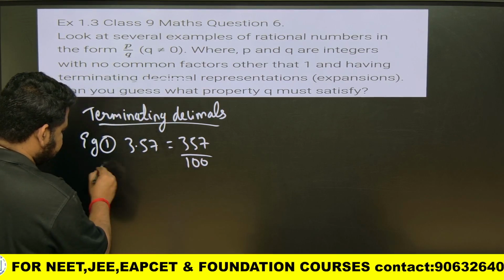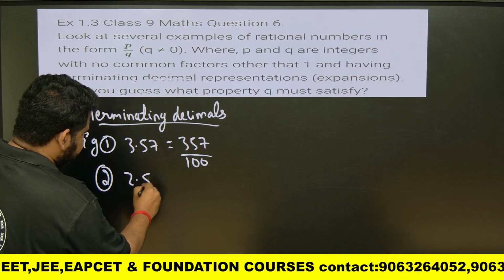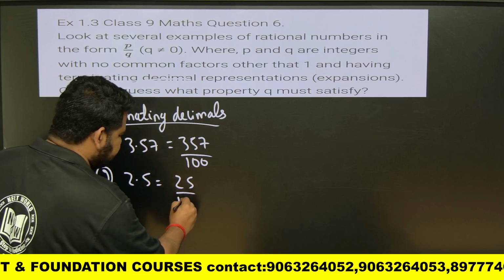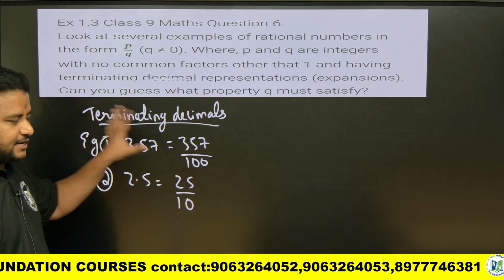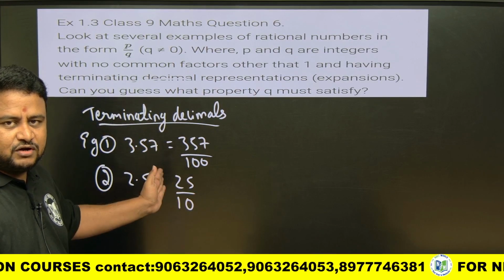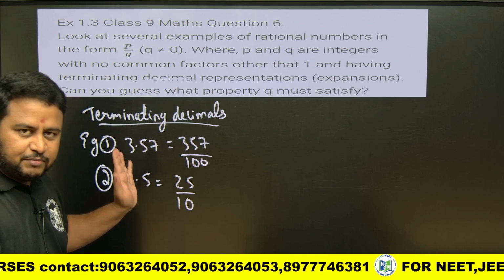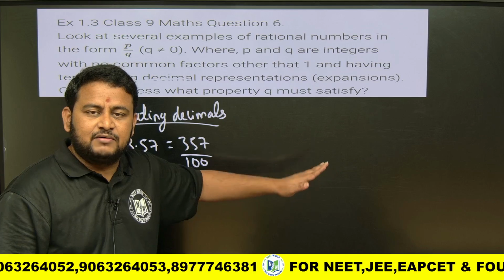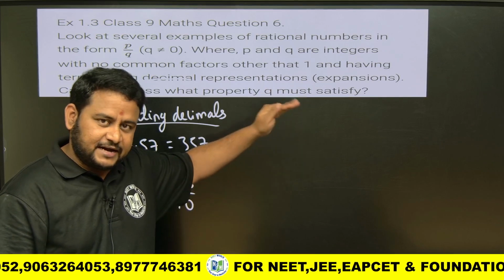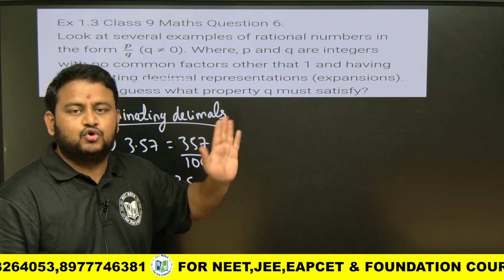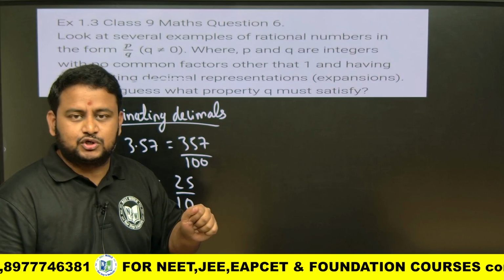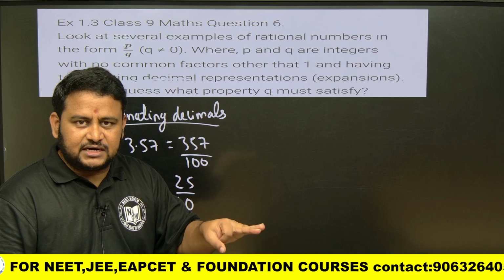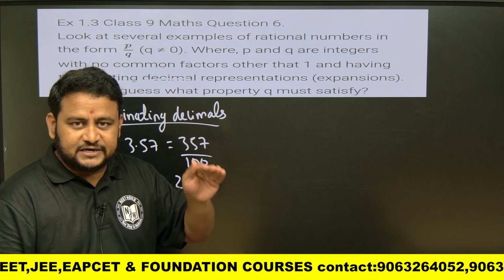Okay, let me take another number, 2.5. Here I will write it as 25. After the decimal, how many digits are there? 1 digit. So 1 followed by 0. For a terminating decimal, the denominator will have 1 followed by as many zeros as there are numbers after the decimal point. If it is non-terminating but repeating, then the denominator will have 9s, as many 9s as the number of digits under the bar. How many 9s? On how many digits is the bar written?